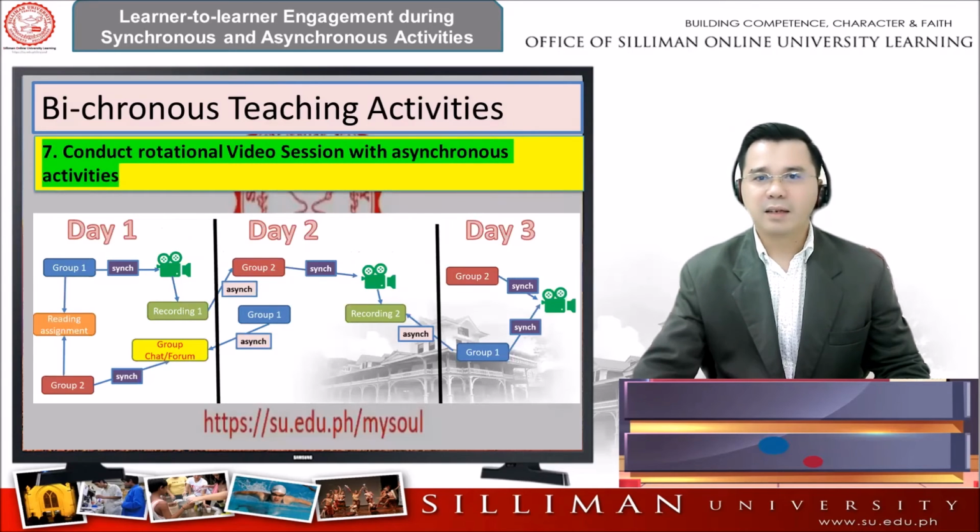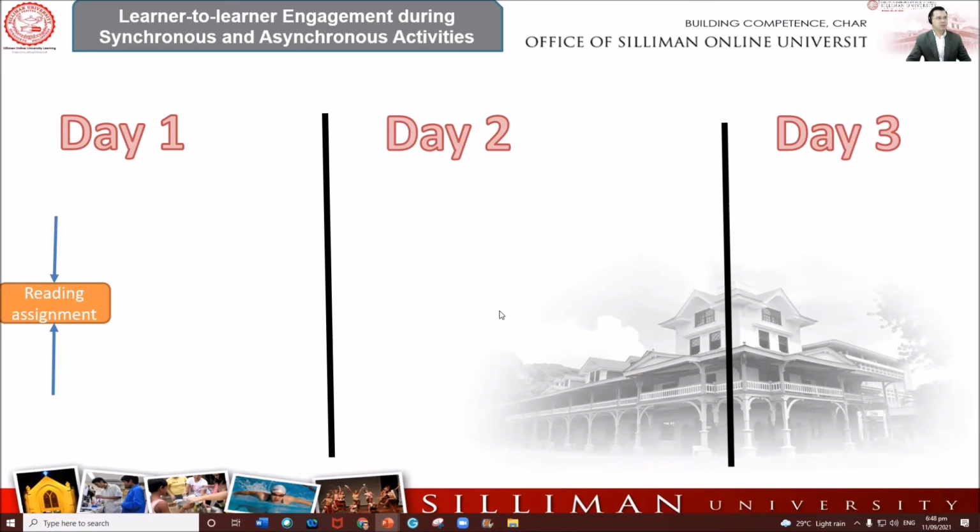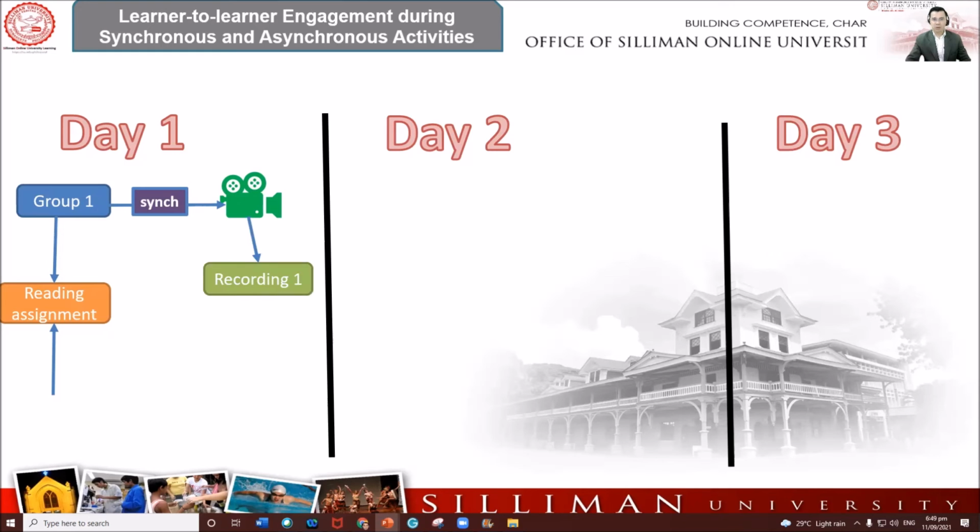Seventh, conduct rotational video session with asynchronous activities. This bi-chronous teaching activity is very applicable, especially if we have many students in our class. Say, for example, I divided my class into 2 groups. For day 1, the first group will attend the live session. It is synchronous activity. And obviously, there is recording.